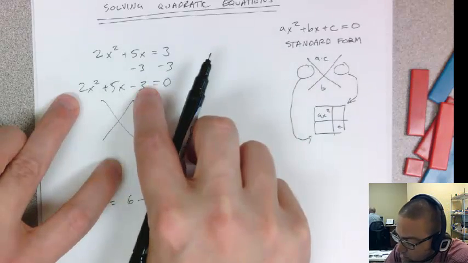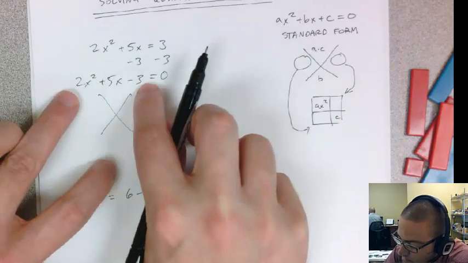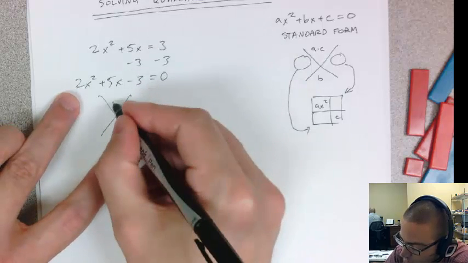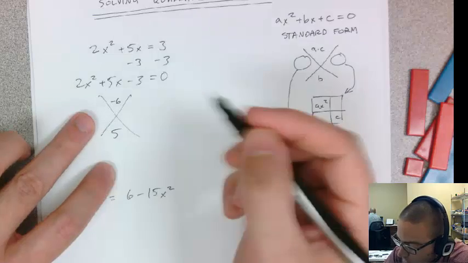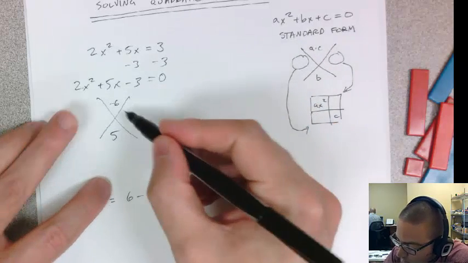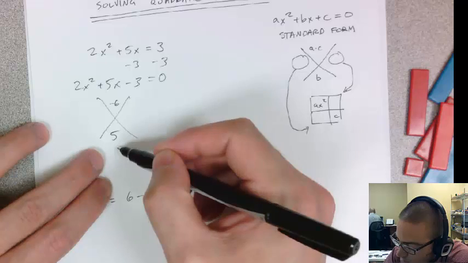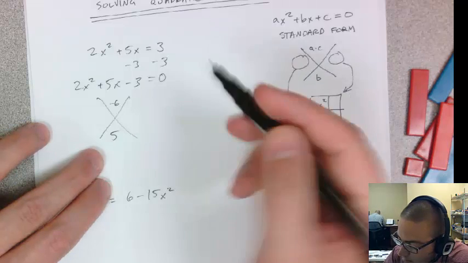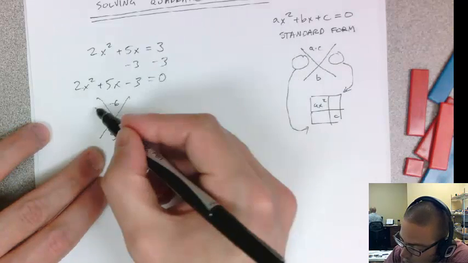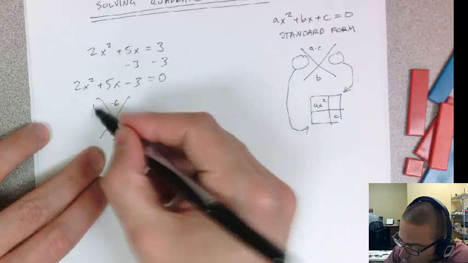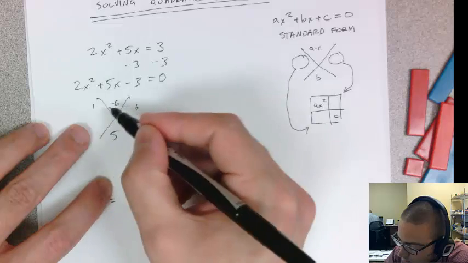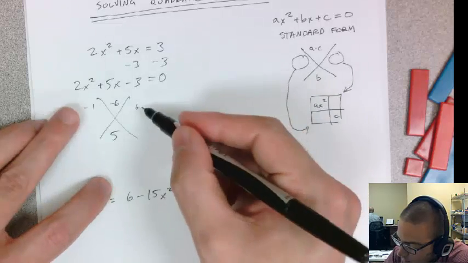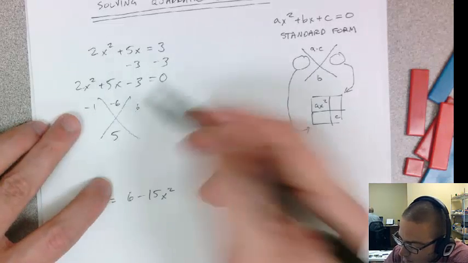So I take my first and last term, and it's going to go on top. So negative 3 times 2 is negative 6. And then my middle term goes on the bottom, 5. So what do I multiply to get negative 6, but when I add, it's positive 5? So we could try, let's see, how about 1 times 6? If one of them was negative, this one could be negative, right? Yeah, so I get 1 and negative 6.